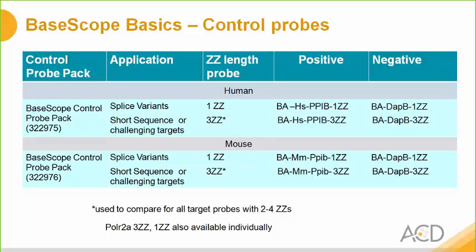For the control probes of BaseScope, depending on the application of the assay, if you're looking at splice variants, we do have a 1 ZZ length probe, positive and negative control probe, available in human or mouse. And if you're looking at either short sequence or challenging targets, we have a 3 ZZ length probe used to compare for target probes within 2 to 4 ZZs, again with the PPIB and the DAPB, positive control and negative control.